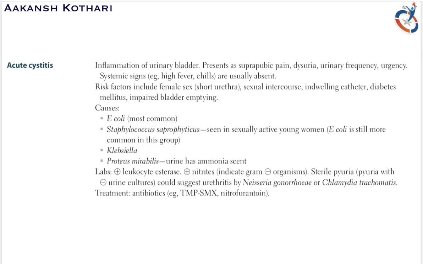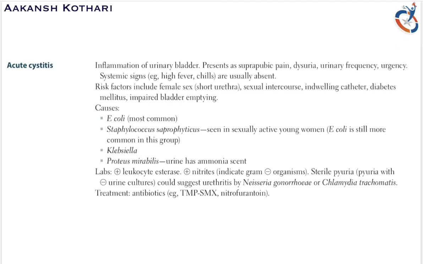Now let us go to urinary tract infection. The first one is acute cystitis. Now, acute cystitis is basically inflammation of the urinary bladder, which presents as suprapubic pain, dysuria, urinary frequency, and urgency. I again repeat, it presents with suprapubic pain, dysuria, urinary frequency, and urgency.